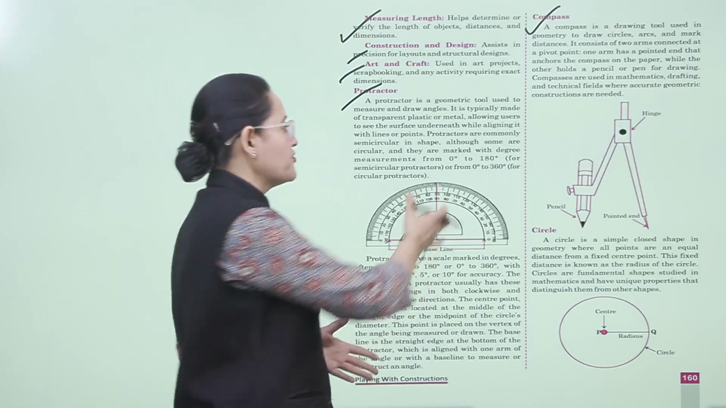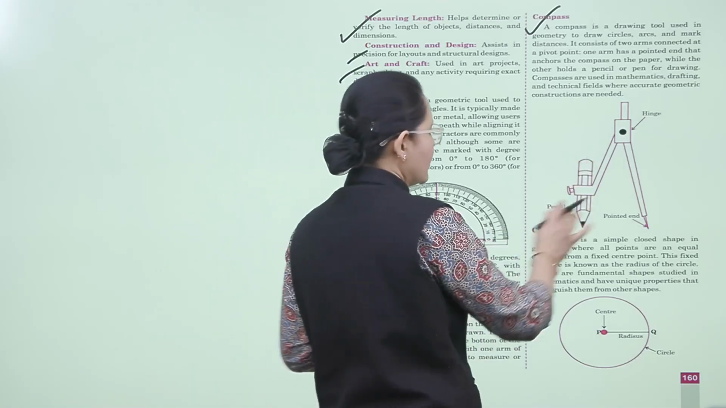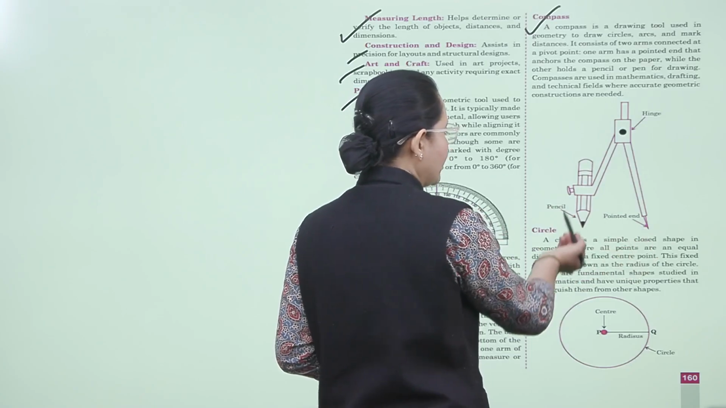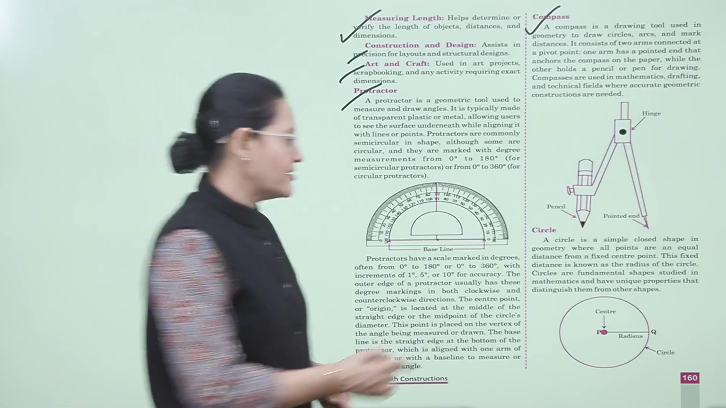So you can see this kind of instrument in your geometry box, that is a compass. It has two ends, one is the pointed end, that metal tip, and on the other we fit the pencil to draw the circle. Next is circles.